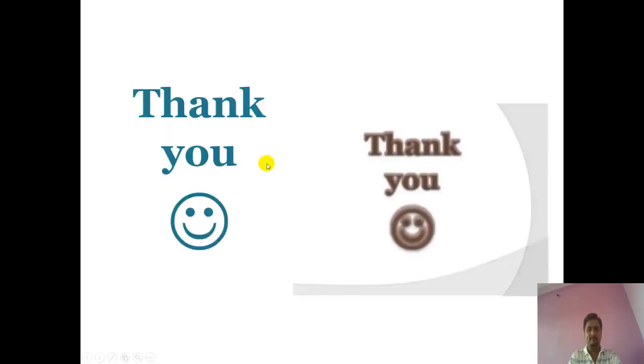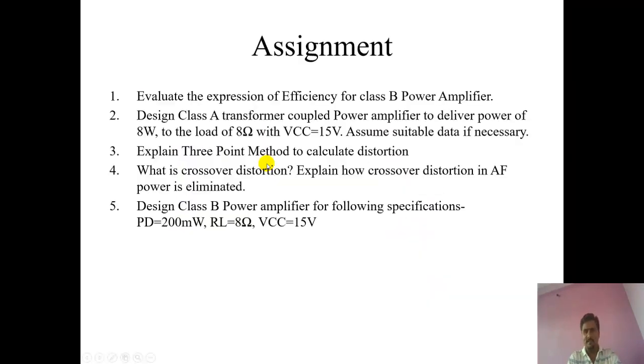it's really good to be with you. Now write down the assignment. Evaluate the expression of efficiency of class B. You will find it in the slide. So all those answers you will get in the assignment. So no worry at all. Still, go through all the lectures. If you have any problem, any small doubt, do not hesitate to call me or mail me.